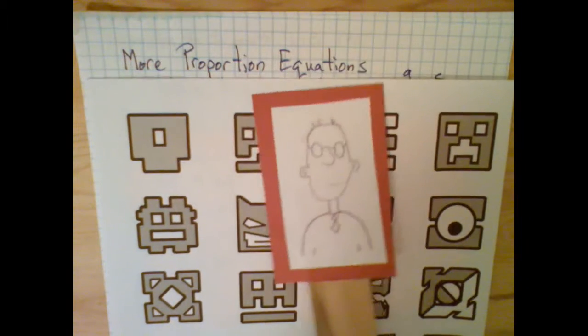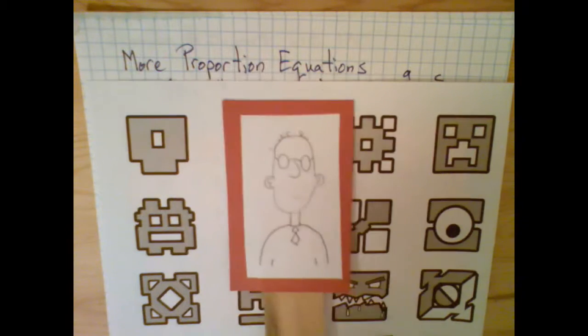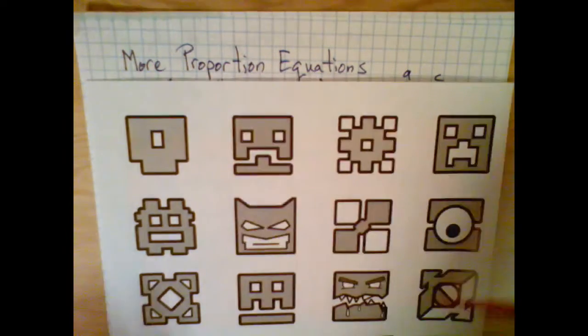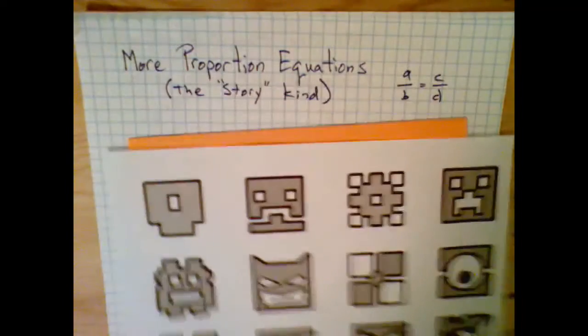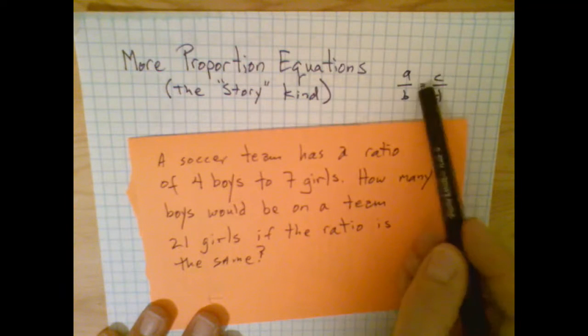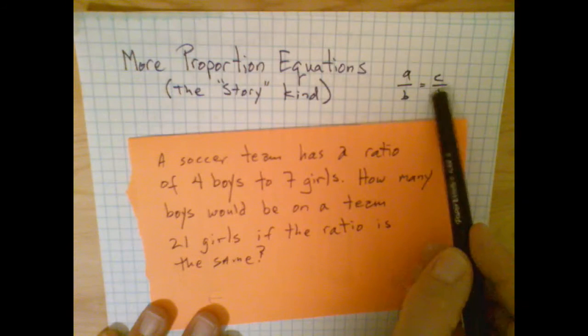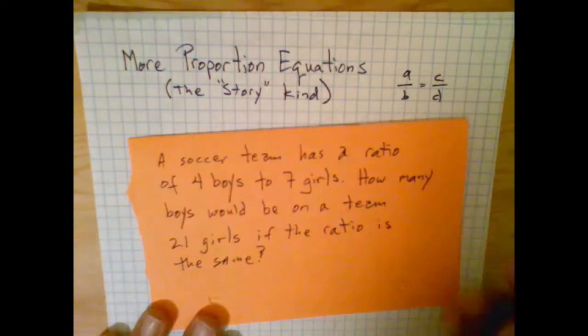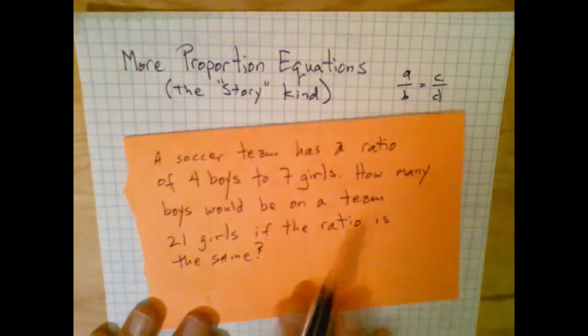We're back again. This time we're going to look at more proportion equations, specifically the story kind. Remember, proportion always looks like this: two ratios equal to each other, like 1/2 equaling 2/4. Okay, so here's our little story.